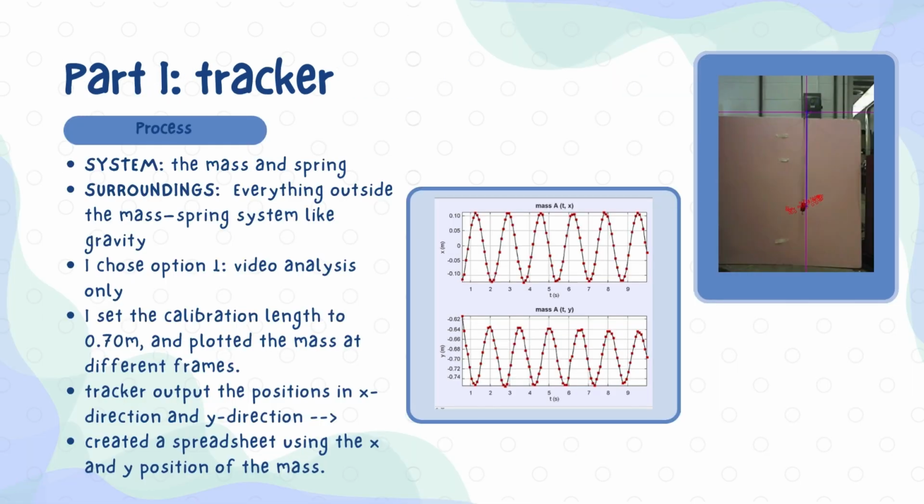Part 1, Tracker. The system was the mass and spring. Its surroundings is everything outside the mass spring system, like gravity. I chose option 1, using the video analysis only. I set the calibration length to 0.7 meters and plotted the mass at different frames. Tracker output the positions in the x direction and y direction, and I created a spreadsheet using the x and y position of the mass.